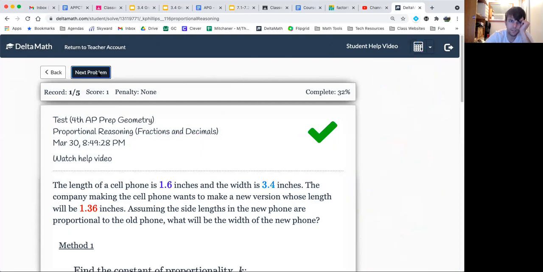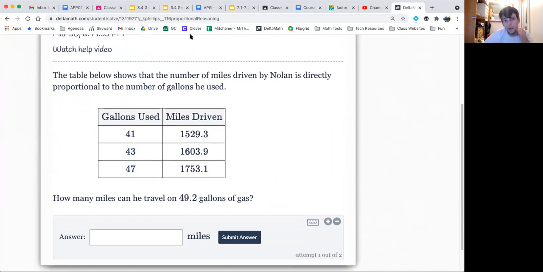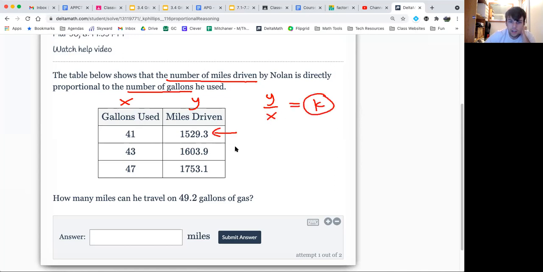Okay, let's go ahead and do one more of those. All right, so here is a table, and we can do this in a couple of different ways. The number of miles that Nolan drives is proportional to the amount of gas he used, so the number of gallons of gas. So we can use a constant of proportionality. This is my x variable, my y variable. If I do y over x in these situations, that's going to equal my constant of proportionality, and I should get the same constant for all of these. I could quickly demonstrate all of those here.